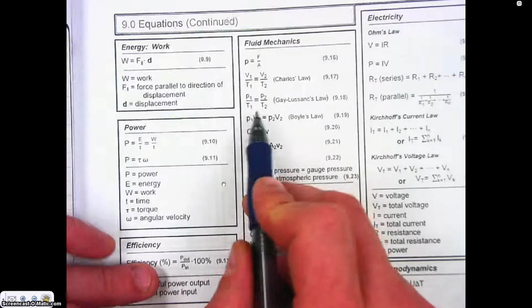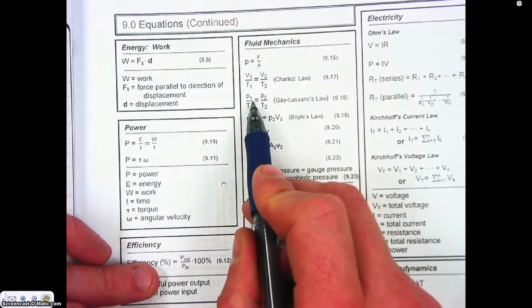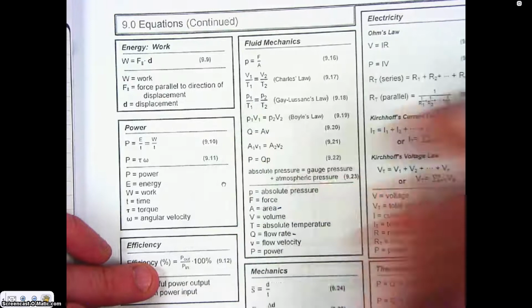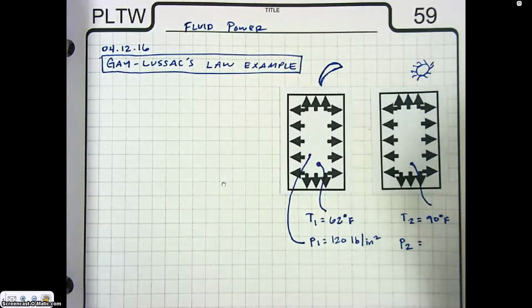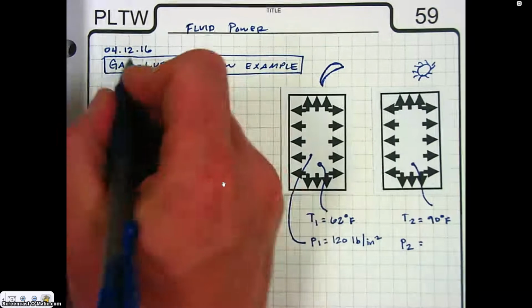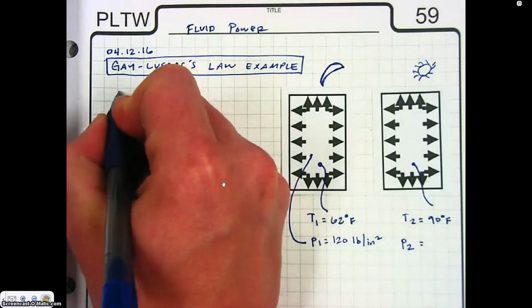So if we look at our formula sheet, our law here, the pressure of 1 divided by the temperature of 1 is equal to the pressure of 2 divided by the temperature of 2. And so the first thing that we're going to have to do is convert our pressures to absolute pressure.